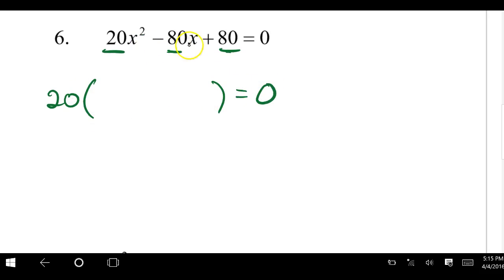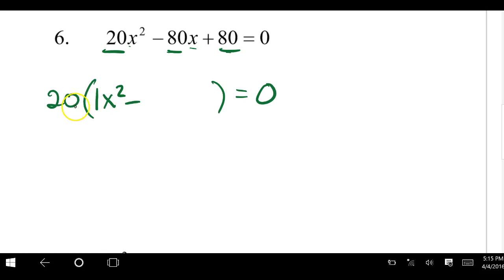And then do any of them have x's that are the same? This has x, and this does not have x. So they don't have any x's in common. So now 20 times what equals 20? Well, 1. Then we'll put x squared times x squared gives us x squared.